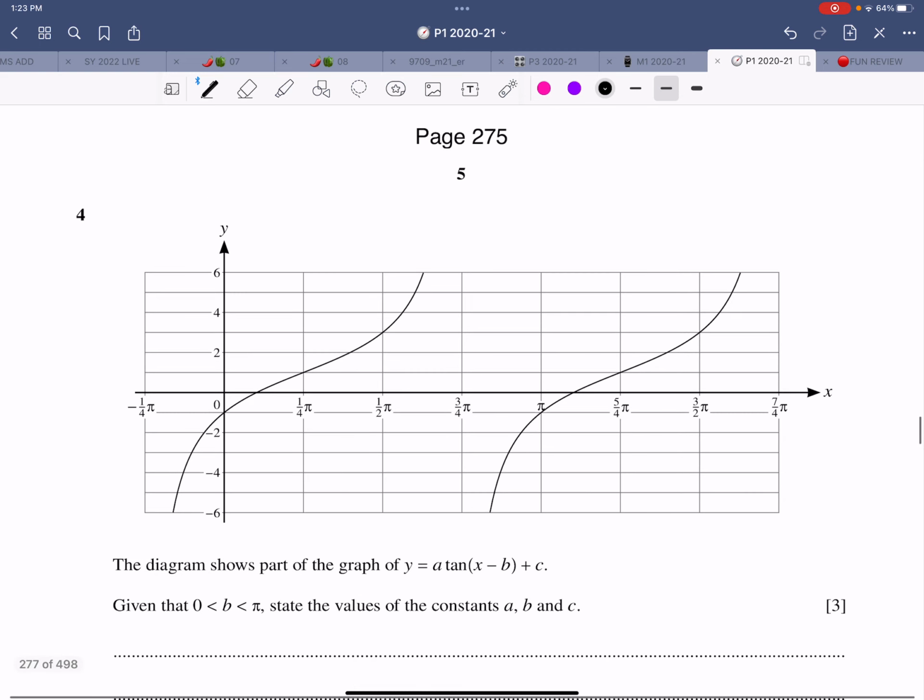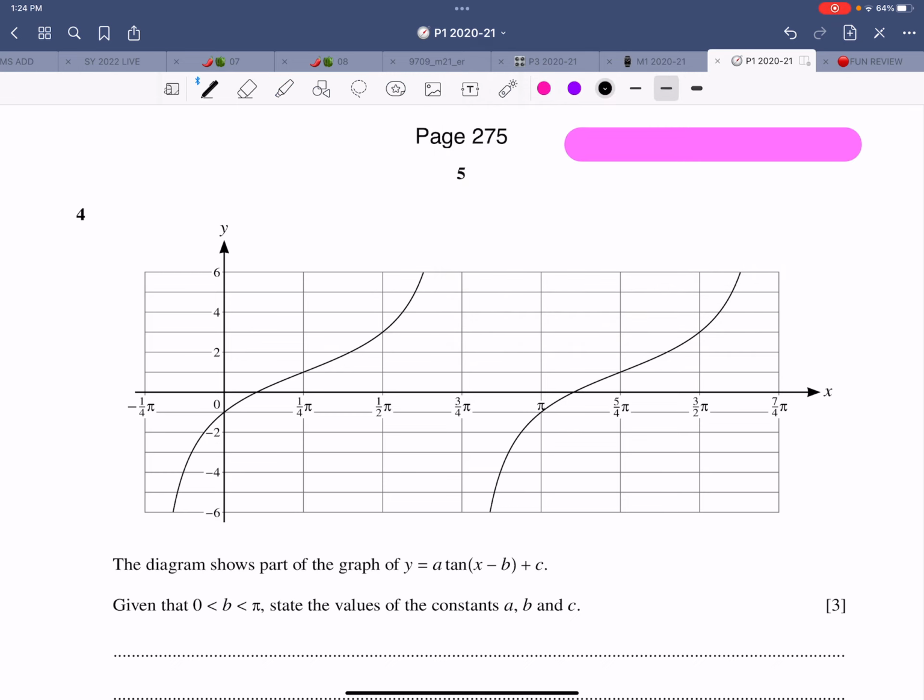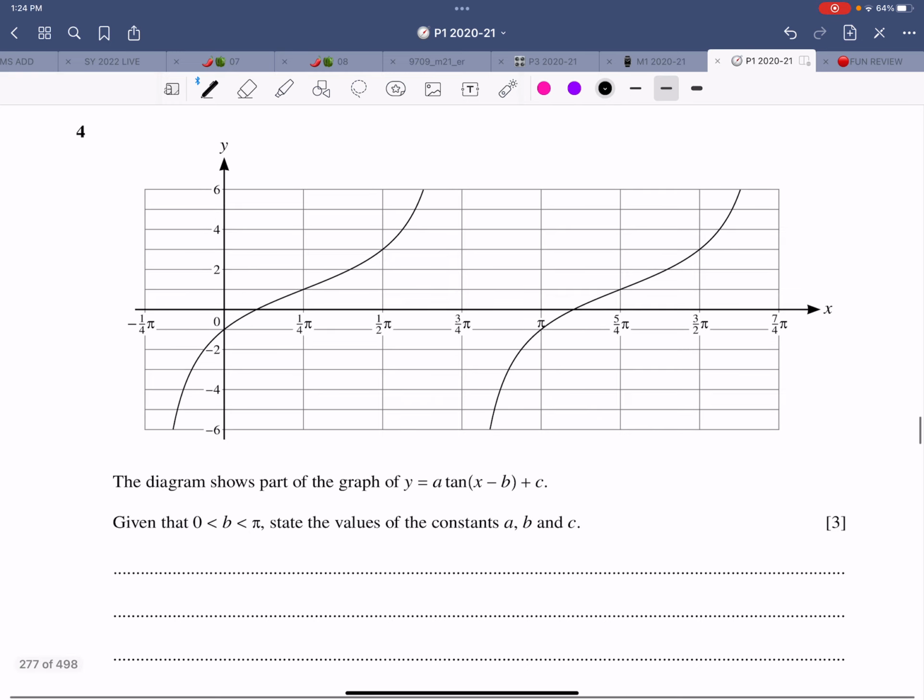Now let's look at question number 4. It looks like a trigonometry question. It is a trigonometry question, and let's see whether it's easy or difficult. Usually the tangent questions are considered difficult. So the sketch is already drawn, and you have to get some info out of the sketch. Now this is for 3 marks.